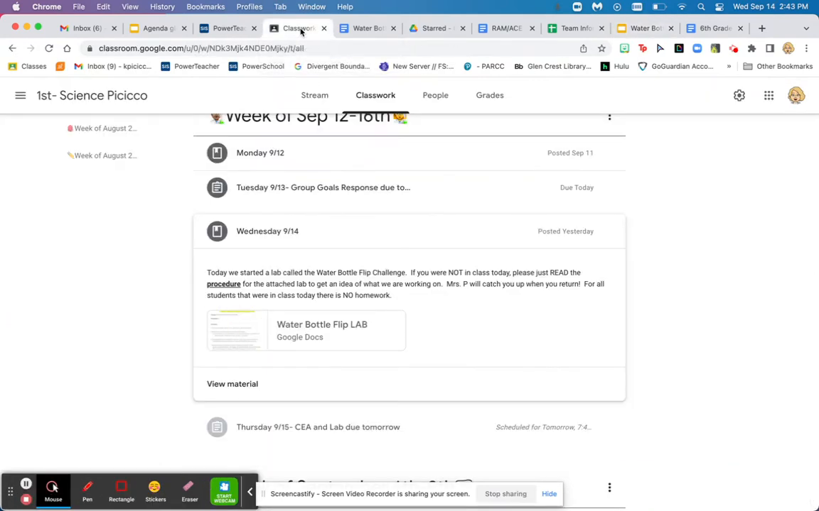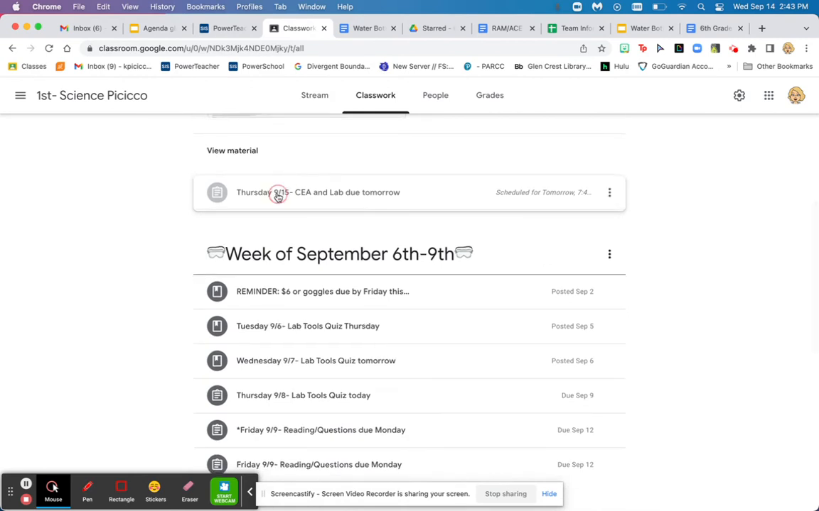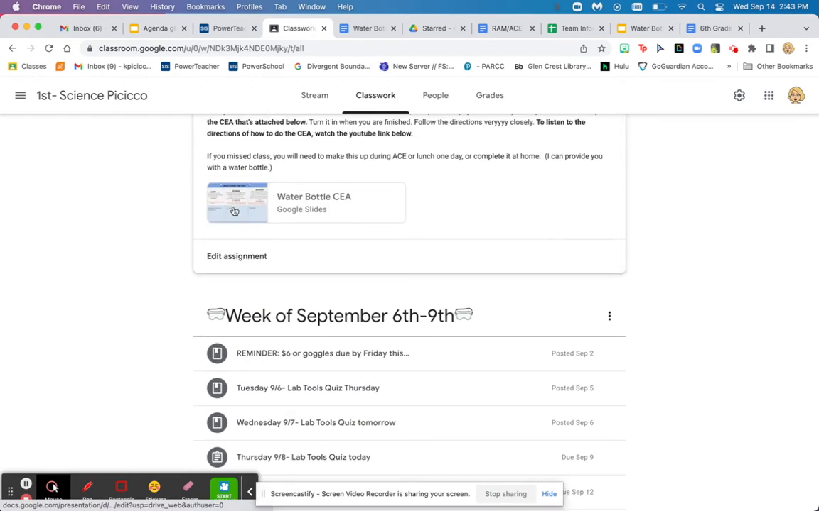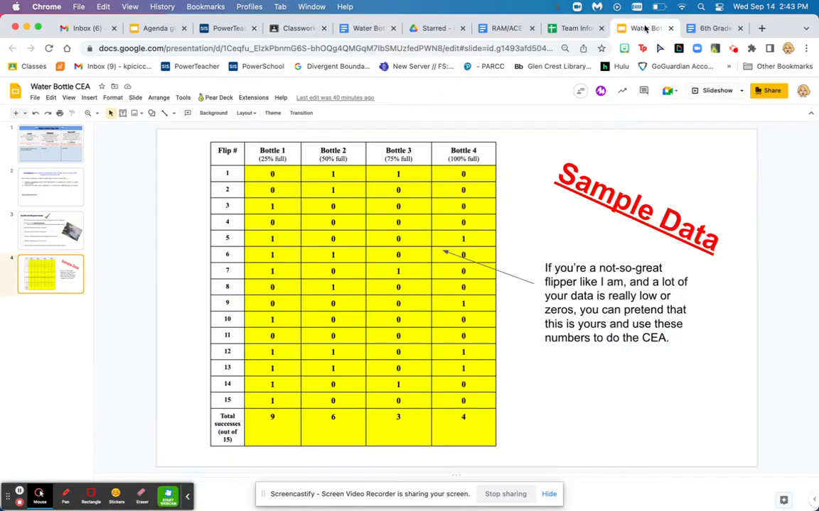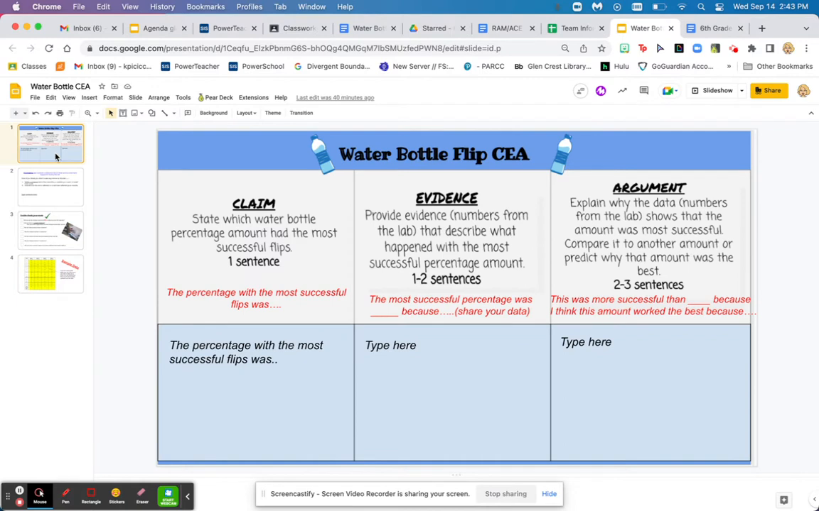What you're going to do is go to Google Classroom for Thursday, and you're going to click on where it says Water Bottle CEA. You're going to get to a screen that looks like this. Okay, the CEA is going to be your conclusion, and there are two major slides you have to do. So the first slide here and the second slide, those are the ones you have to complete for homework. This is going to count in your lab grade, and your lab grade is worth more than a regular homework grade. So you want to make sure that you really pay attention and do a good job for your lab.